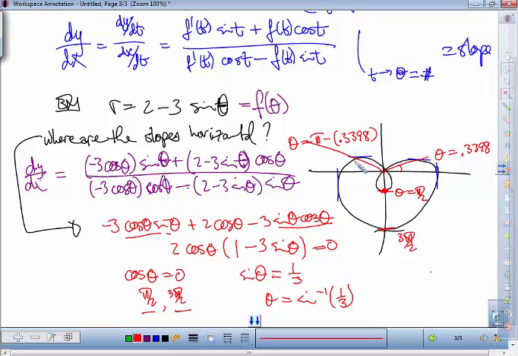So I think we found the four angles, the four places where this would have a horizontal slope. Okay? Any questions? All right, let's move on.